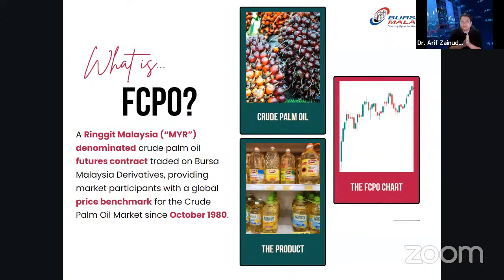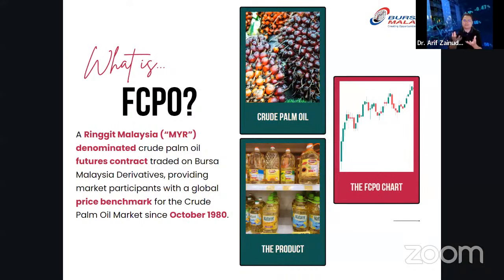So if you remember, FCPO peaked all the way until 7,200 last year, and now is currently trading at around 3,900. To understand what FCPO is, let's look at the product itself. What's that one item on the shelves of Mydin, Giant, and Lotus that saw an increase in price last year?